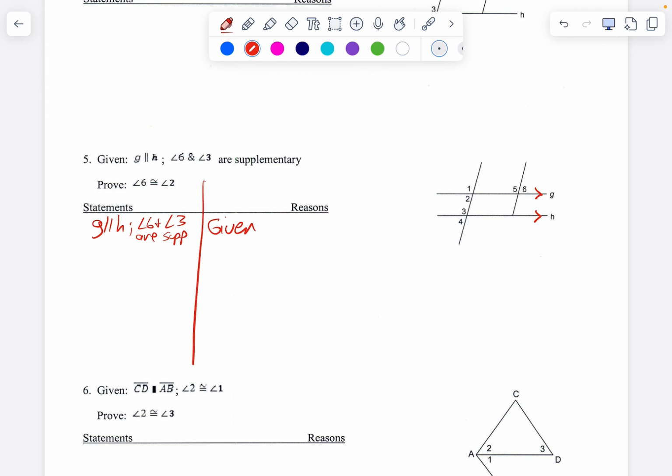And then we're asked to prove that angle 6 and angle 2 are congruent. And one temptation here is to assume that these two lines are parallel because they look like they should be. Can we? No, we don't want to make assumptions. So 6 and 3 are supplementary. And here's another thing that's true. Angle 2 and angle 3 are supplementary also.